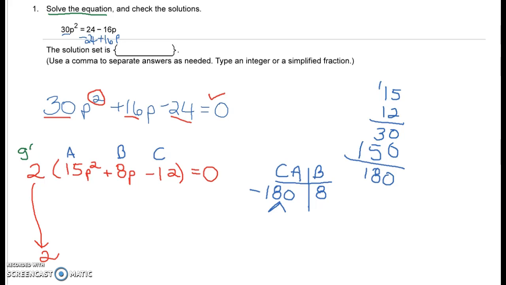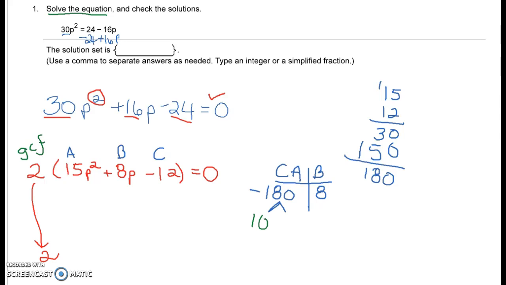I took out a GCF of 2. That leaves 15p squared plus 8p minus 12. So that's my A, my B, and my C. So I did 15 times 12 is going to be negative 180 because it's a negative 12 and a positive 15. It needs to add to positive 8.